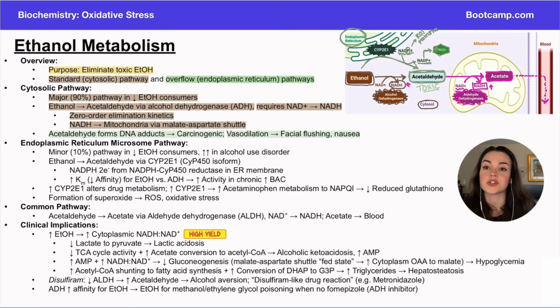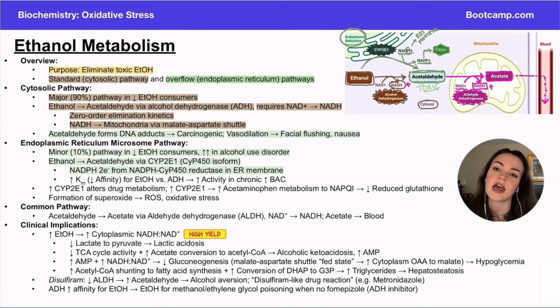Then we shifted our attention over to that overflow pathway that was happening in the endoplasmic reticulum microsomes. That was where the cytochrome P450 isoform CYP2E1 was mediating that same reaction of ethanol to acetaldehyde with a couple of twists. Remember, normally this is a minor pathway. It's only about 10% of ethanol metabolism in low ethanol consumers, but this pathway is ramped way up in heavy ethanol consumers. The NADPH here is getting its electrons from the cytochrome P450 pathway, specifically the enzyme NADPH cytochrome P450 reductase, and that's in the ER membrane. That was what provided the electrons for the NADPH to participate in this reaction.